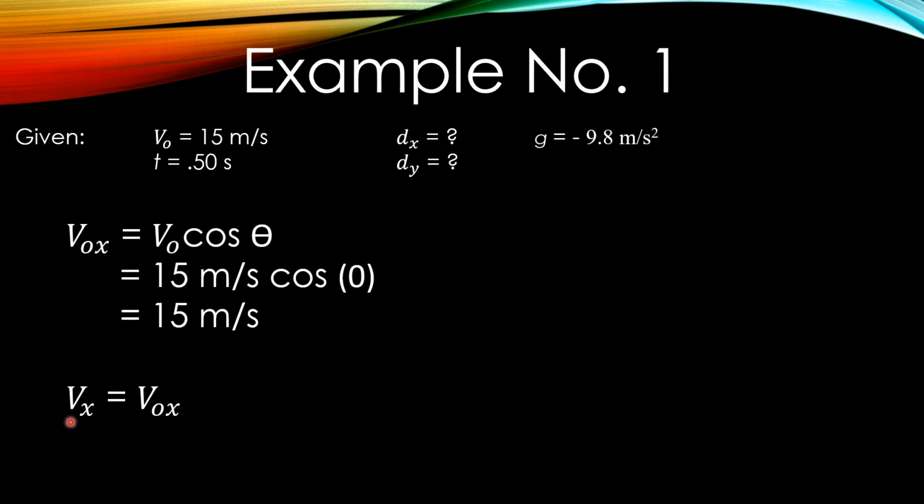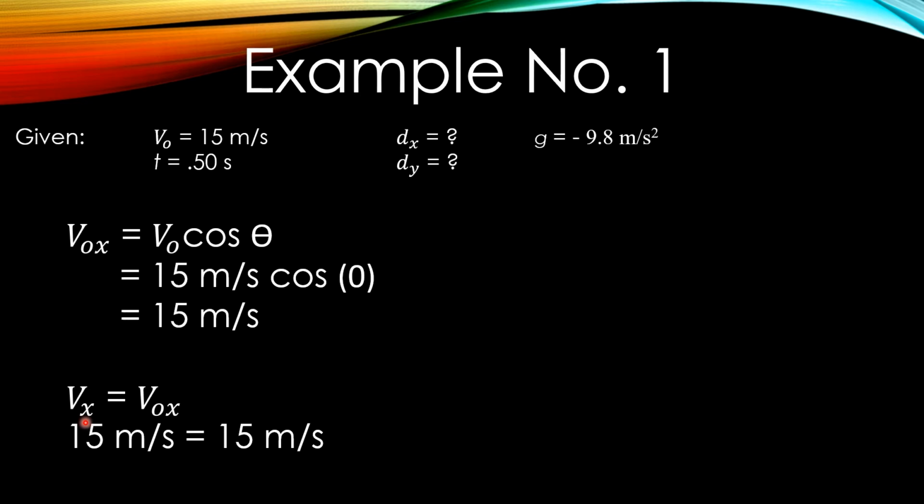Take note that the instantaneous horizontal velocity is equal to the initial horizontal velocity. So if we have 15 meters per second as our initial horizontal velocity, then the instantaneous horizontal velocity will also be 15 meters per second.